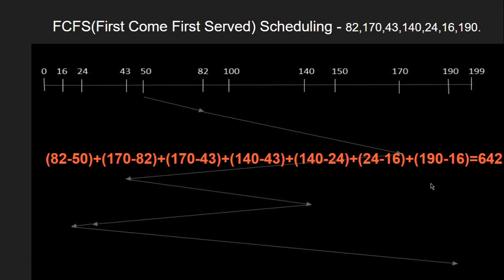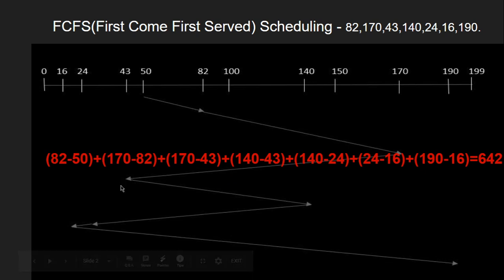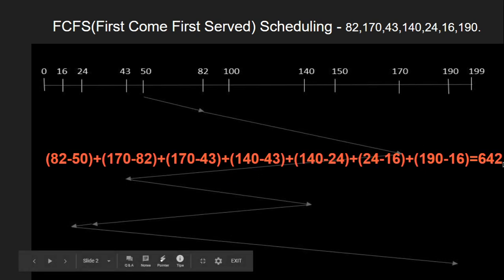So here, from the 50th position to the end at 190 with first come first served, the head goes towards right and left and right, and finally the total head movement is 642 for this first come first served algorithm.